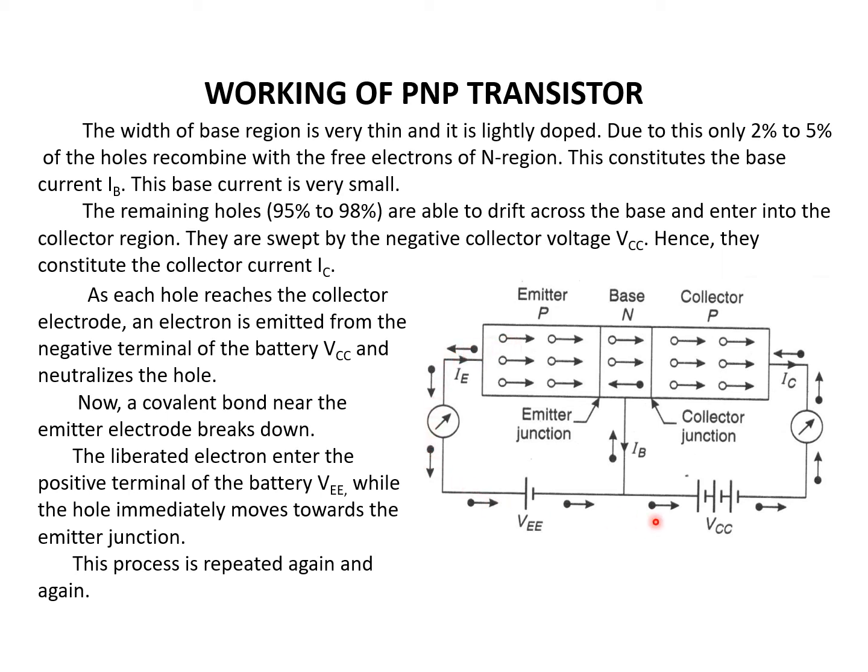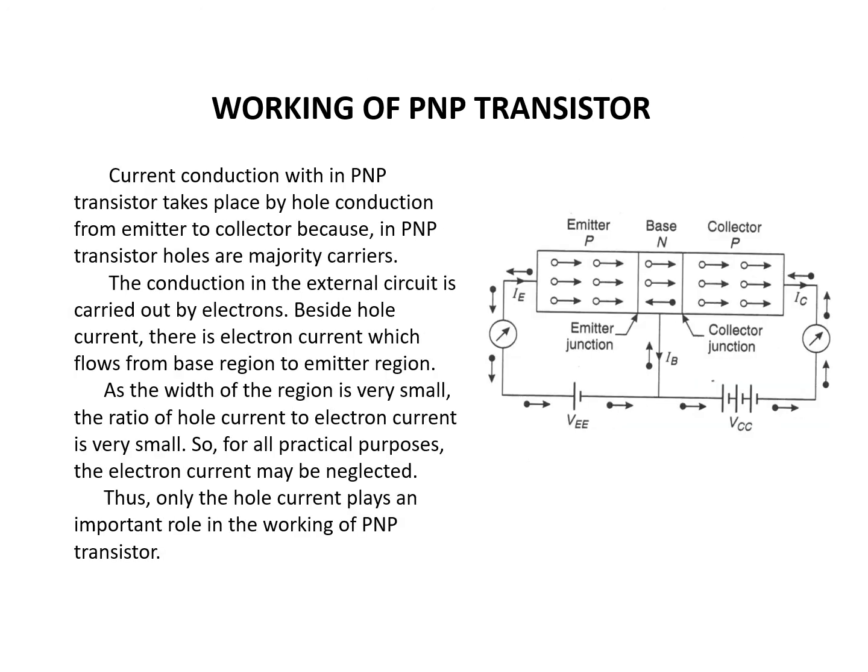We have shown here the electron flow only in the external circuit but not the hole flow. The liberated electron enters the positive terminal of the battery while the hole immediately moves towards the emitter junction. This process is repeated again and again. So in this discussion also, it is clear that the emitter current is equal to the sum of base current and collector current.